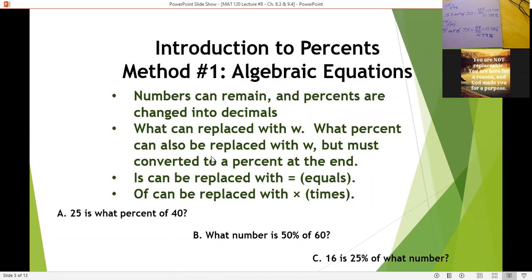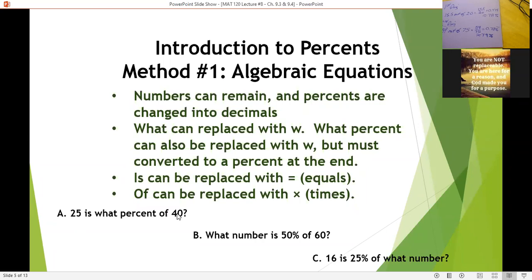So we can keep that in there as well. So here are some of the things that we need to know when we're changing these three different structures of percentage questions into an algebraic equation. First, just go through each thing and look at each part of the sentence. 25 is what percent of 40? Look at one thing at a time and convert each thing carefully. So first, numbers can remain and percents should be changed into decimals. So that means right here, this 25 will stay just the way it is.